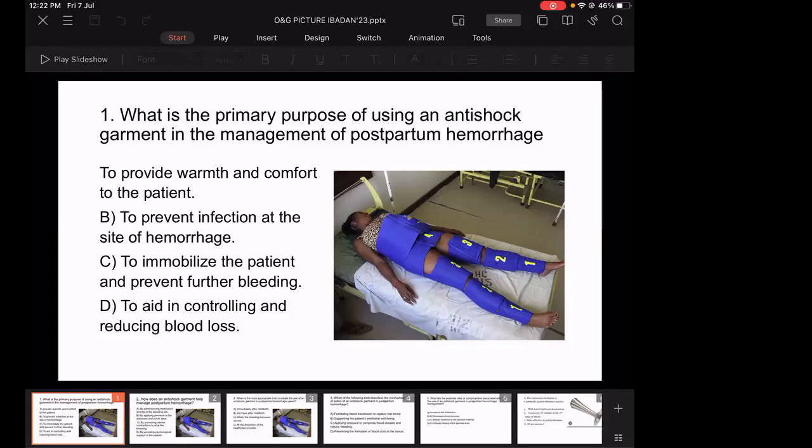So I think since this one is a picture test, let's make it an interactive session. But the thing is, you are all not saying everything. I would really love an interactive session. So please, let's interact. Let's remember, let's say one or two things about postpartum hemorrhage.